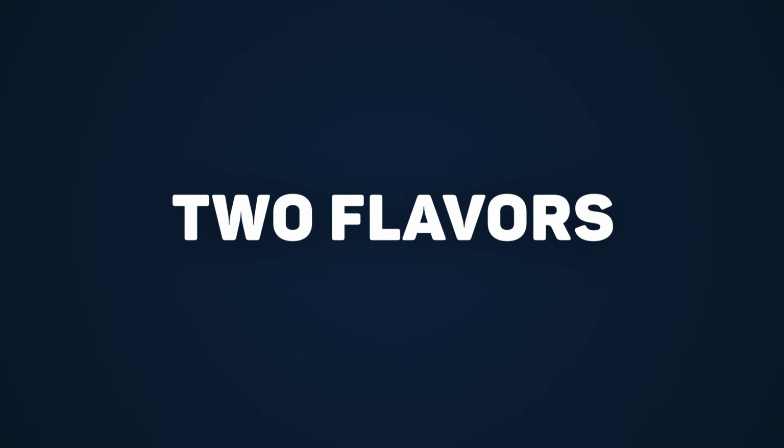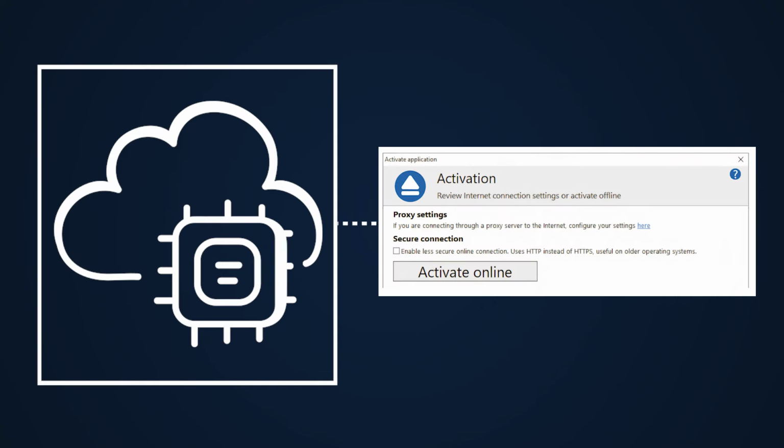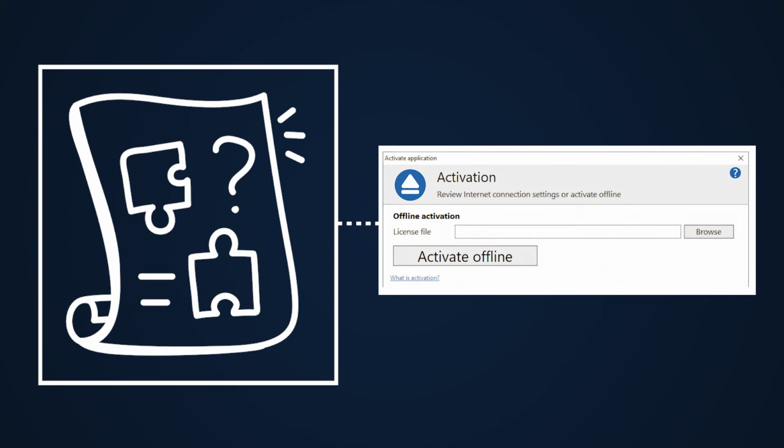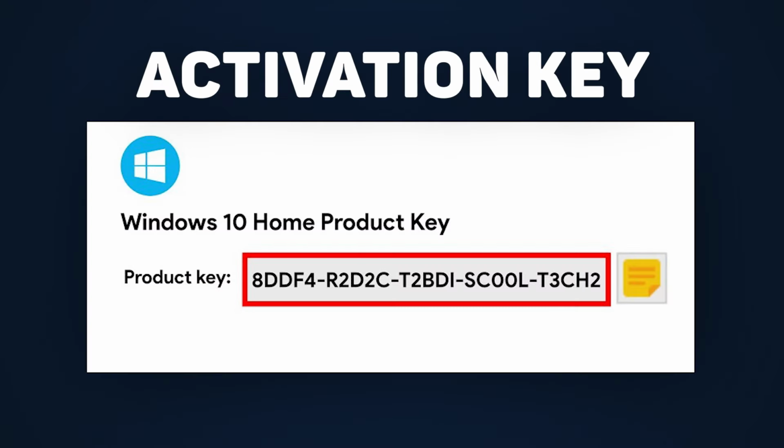These checks come in two flavors, online and offline. Online checks are the nosy ones, constantly chatting with the server somewhere in the cloud to verify ownership. Offline checks, on the other hand, are like a complex puzzle, relying on algorithms built right into the software to determine if the key you entered is the real deal.